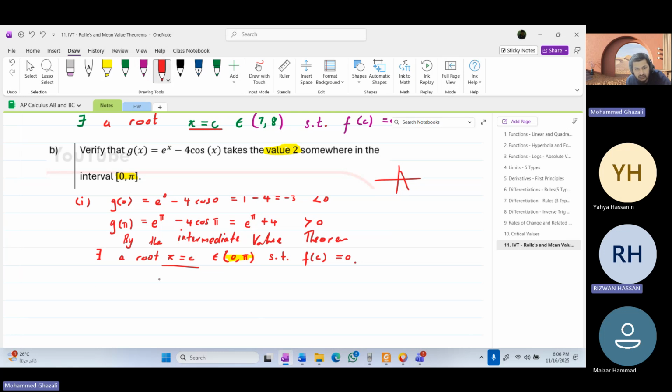So we can say the value for c is between 0 and pi, and the value 2 is somewhere around here. Okay, so 2 can be an answer for c, but we didn't check that. So let's check g of 2. You're going to say e squared minus 4 cos 2. Please put your calculator on radians measure and get me this answer.